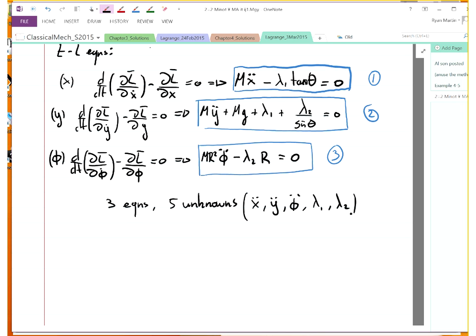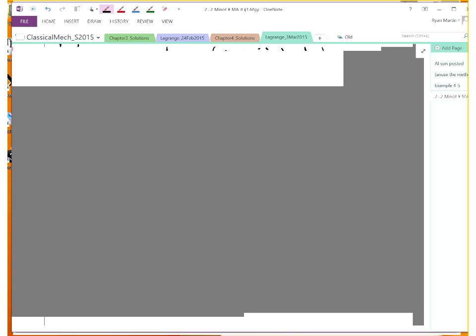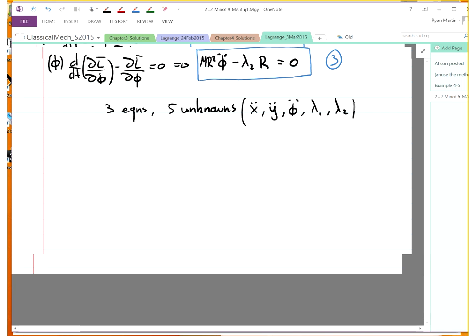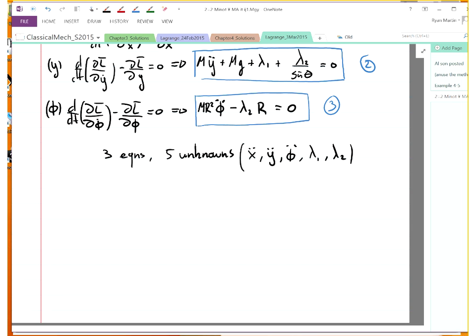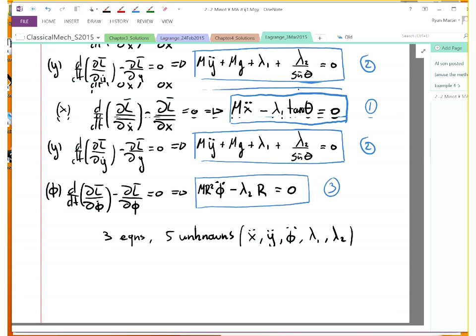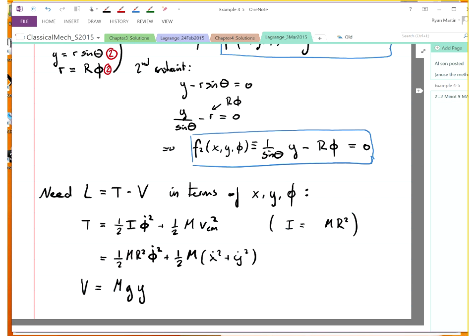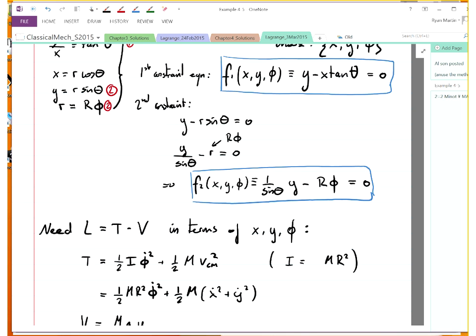If we just give them these random lambda 1s and lambda 2s, they're going to ask us what lambda 1 and lambda 2 equal. So we've got to get rid of them. We need 2 more equations. Where do we get those 2 equations? Well, we have our constraint equations on the previous page.